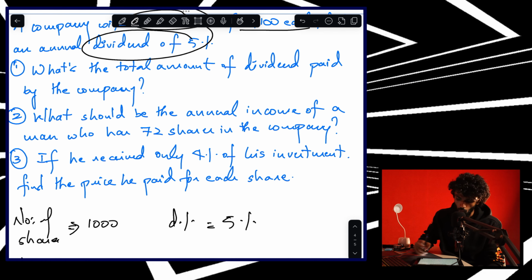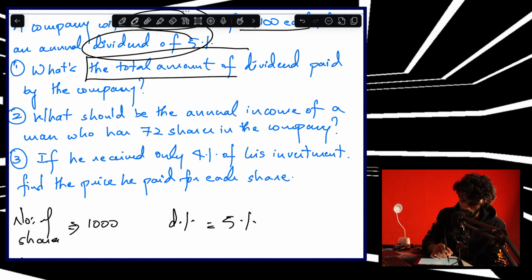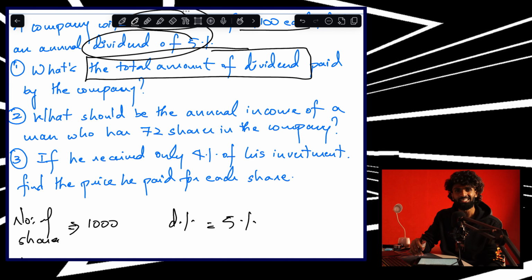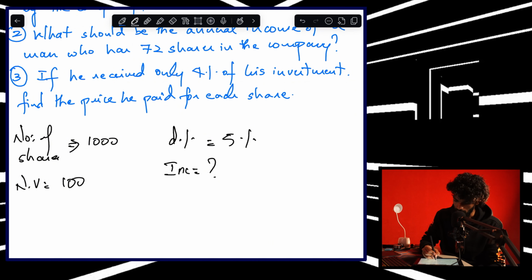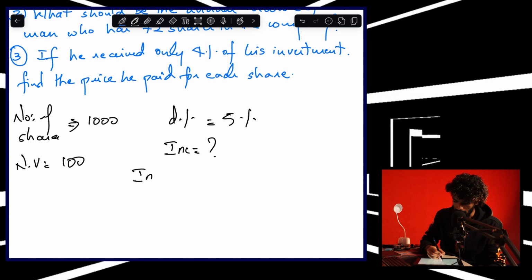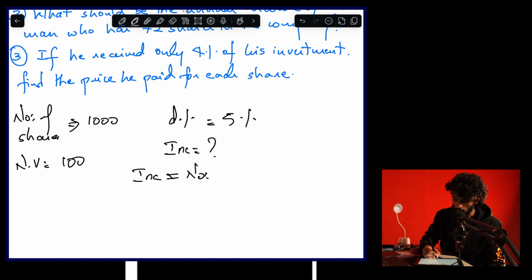Now I'm supposed to find the total amount of dividend. Guys, don't get confused. Total amount of dividend paid, in simple language, is income. So first I'll understand that income is a question mark. Just now I told you income depends directly on the number of shares. Do we know the number of shares?